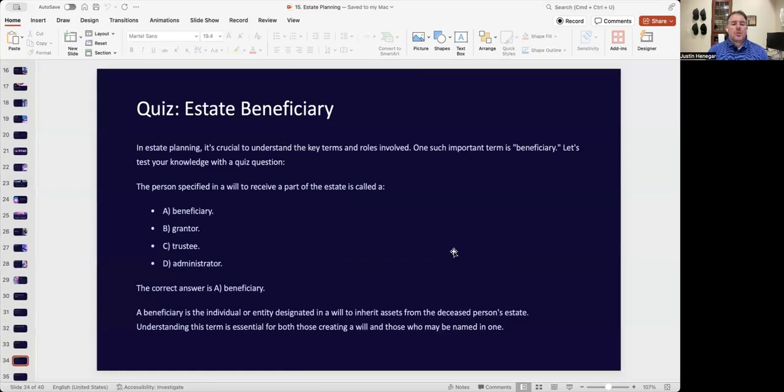In estate planning, it's crucial to understand the key terms and roles involved. One such important term is beneficiary. The person specified in a will to receive part of the estate is called, that's right, beneficiary. Who is the grantor? The grantor is the individual who is establishing a trust. Who is a trustee? That is the individual or entity that's responsible for managing the trust. An administrator is typically going to be someone who is assigned by the court if someone dies intestate.